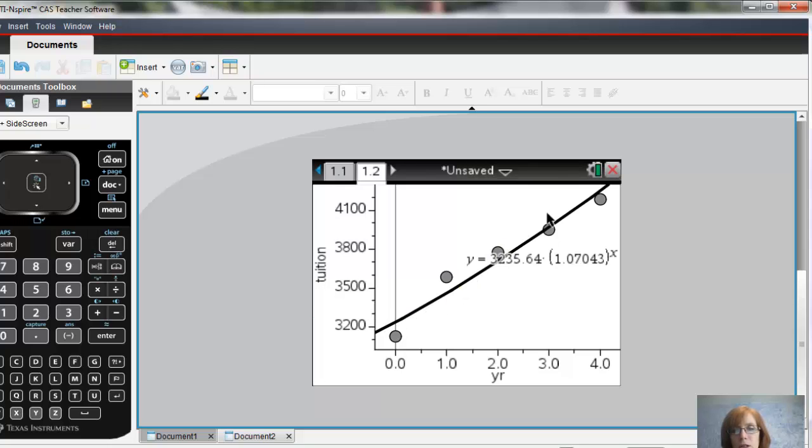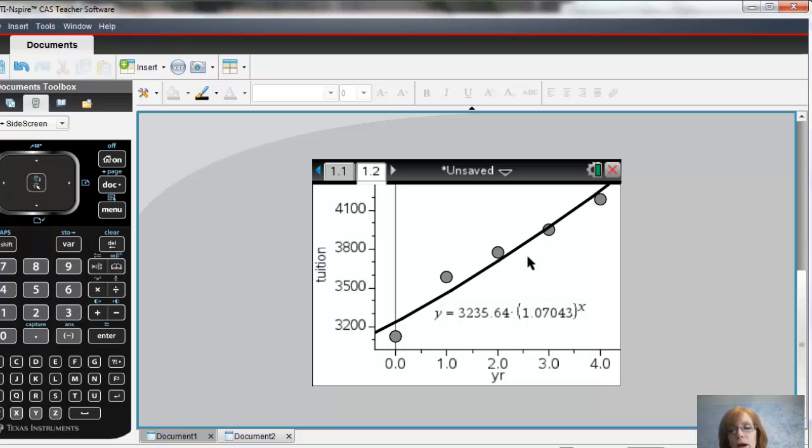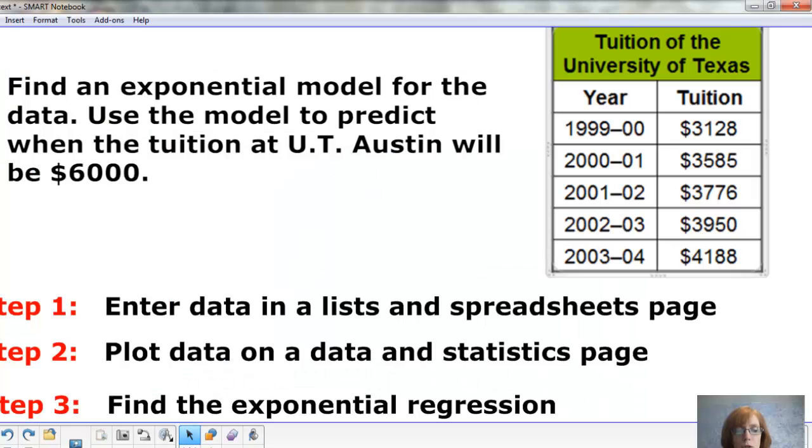So here's our exponential curve. It looks almost linear at this point, but if you look carefully, it is slightly curving. And we have the equation as y equals 3,235.6 times 1.07 to the x. All right, and so what we want to do then is answer the question. And to answer the question, when will the tuition be $6,000?